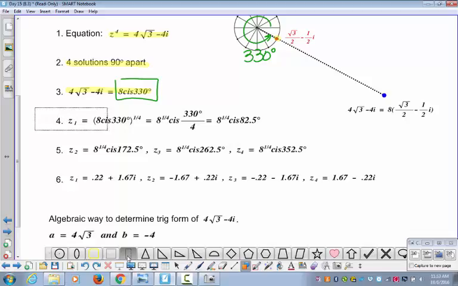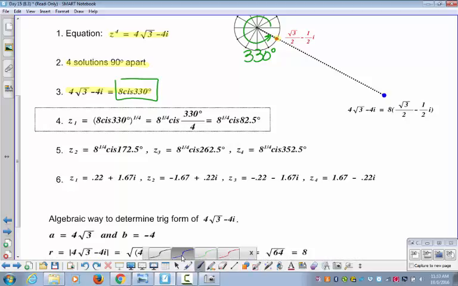So I'm going to call the solutions z1, z2, z3, z4, because there are 4 numbers that we're looking for. The first solution is found by violating de Moivre's theorem in a way that works.